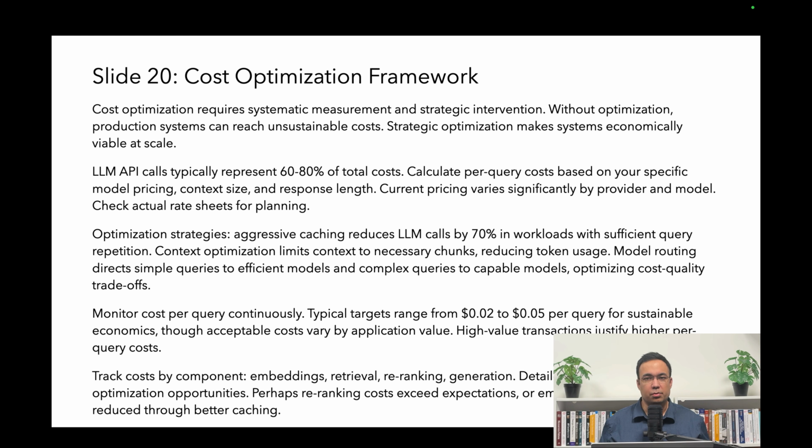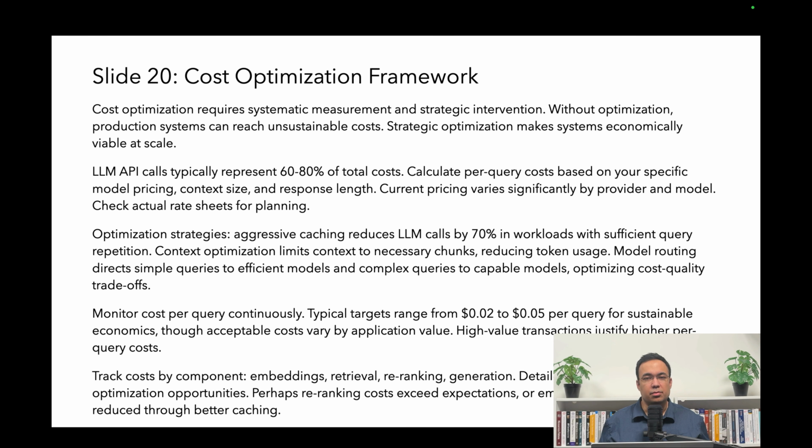Here's how we approach optimization in production. Aggressive caching can reduce LLM calls by 70% in workloads with sufficient query repetition. With a 70% cache hit rate, you only make 300 LLM calls per day instead of 1000. This brings your LLM cost down to around $1,100 per month from $3,600. That's a pretty dramatic reduction.